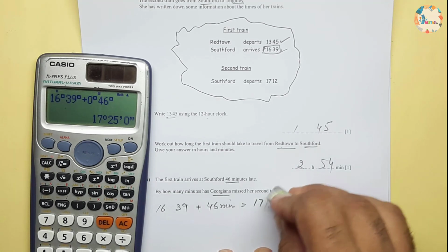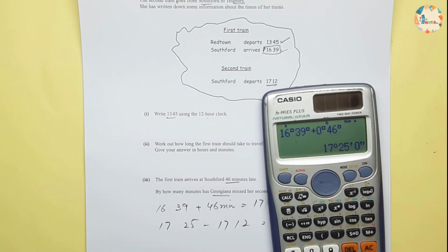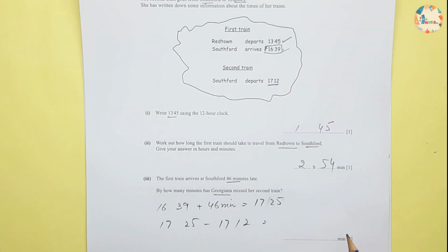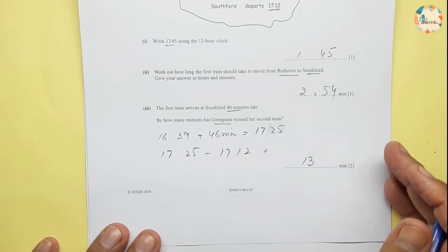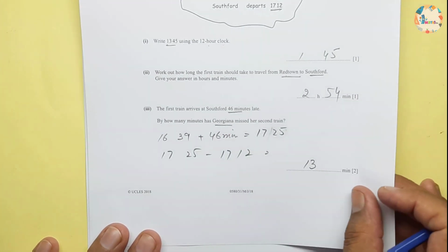No need to write hours. So we can write 17:25 like that. Now this time if we compare with this, we'll have to subtract 17:25 minus 17:12 and we'll get the answer. And this is 17:25 minus 17 hours and 12 minutes. We'll get the answer which is 13 minutes. So she's basically 13 minutes late. By how many minutes she missed her second train: by 13 minutes.